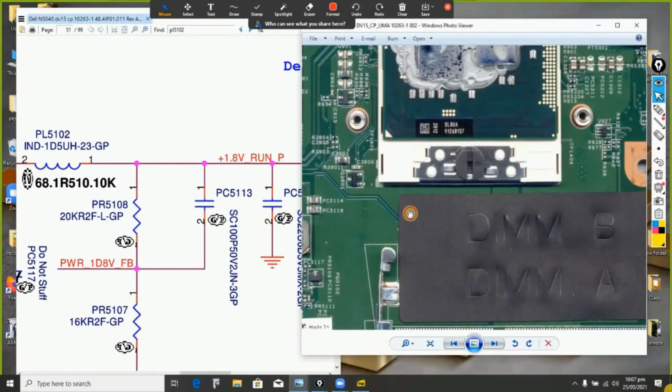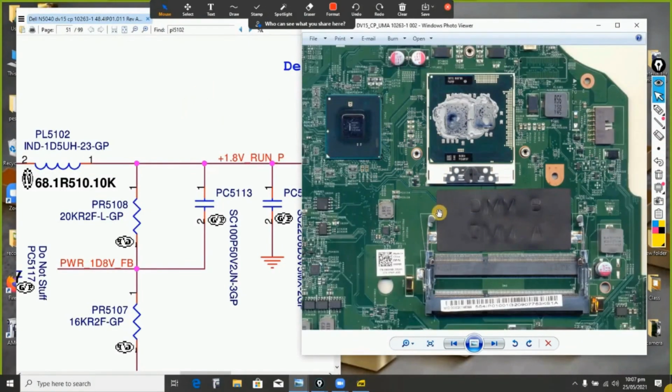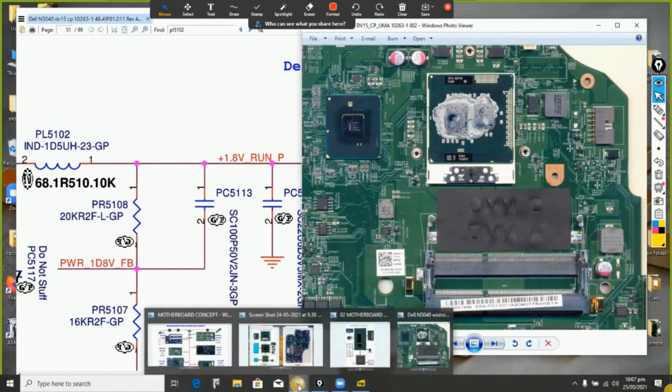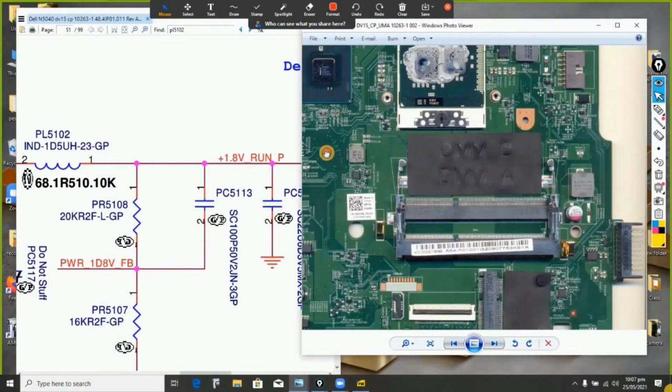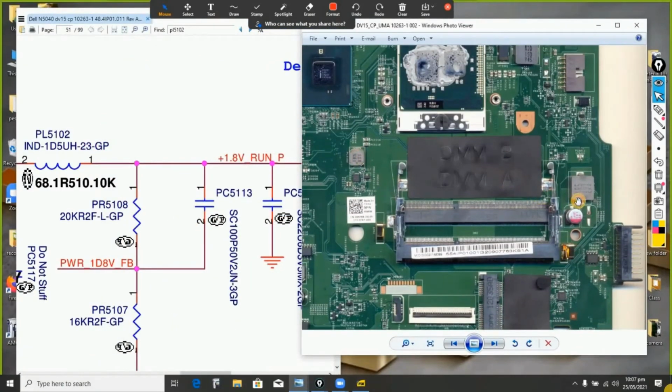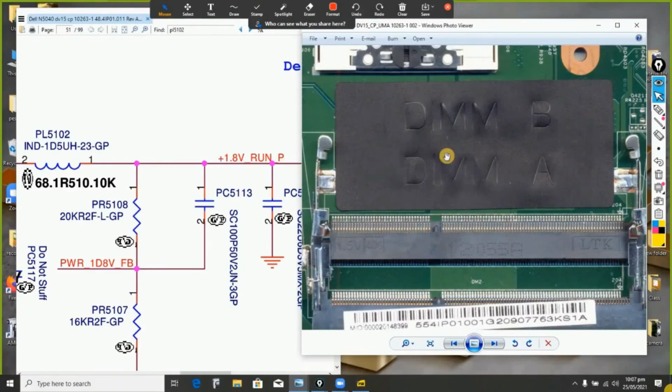So which other one do I have here? That is it as far as standby is concerned. This is 3 volts and 5 volts. This is 1.8 volts. Now we understand it on the motherboard. Let's go for another coil here. What do we have here?